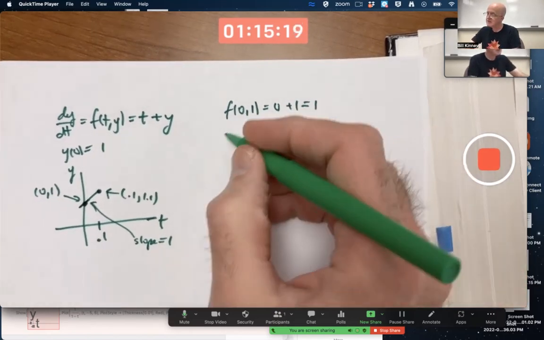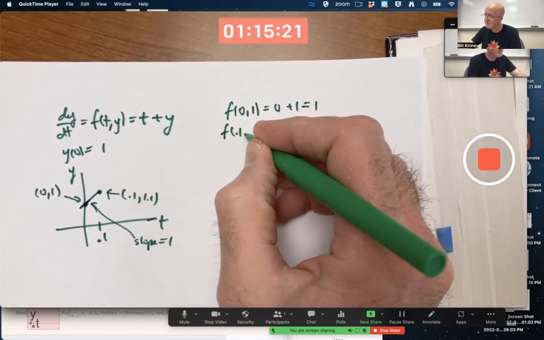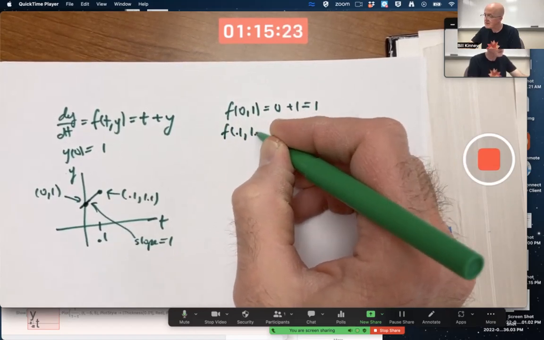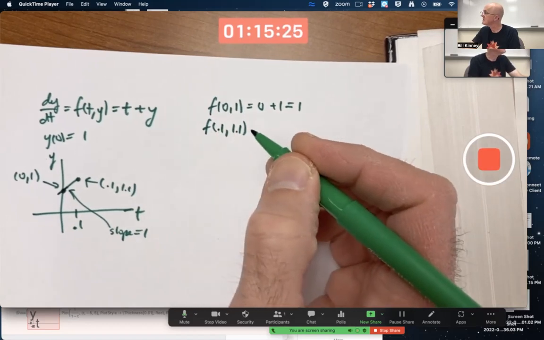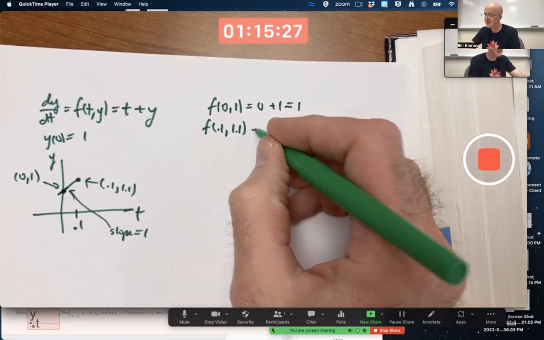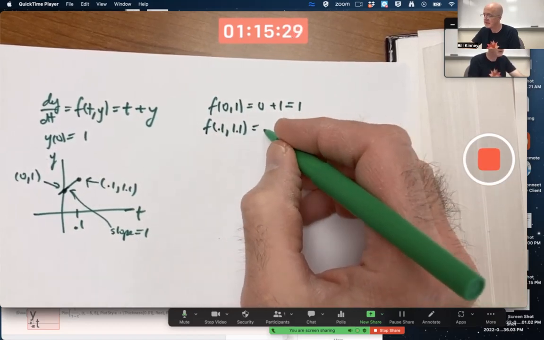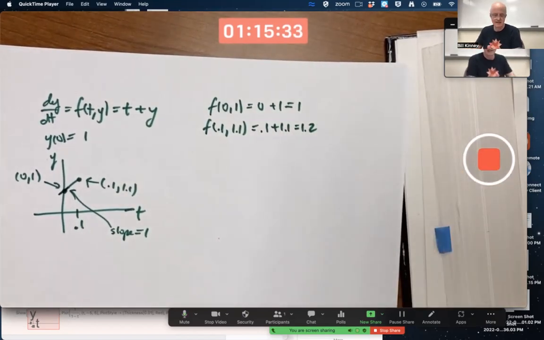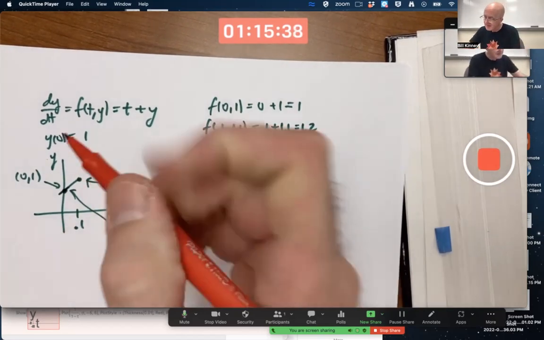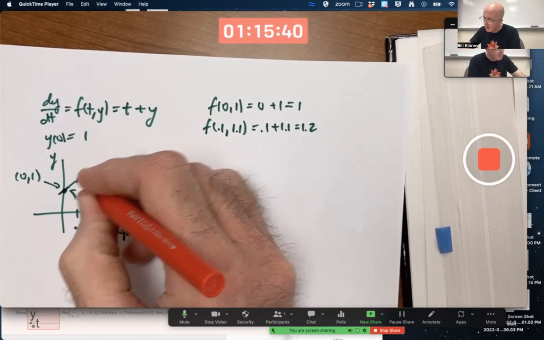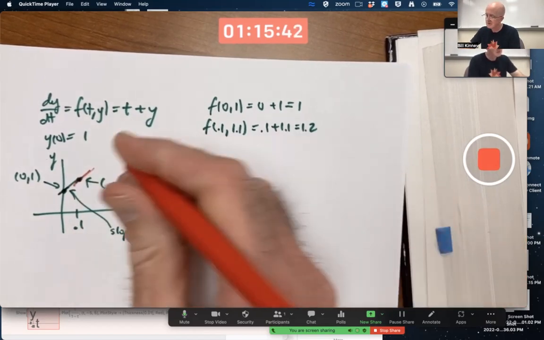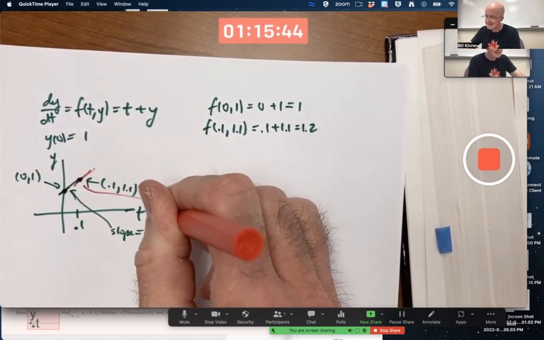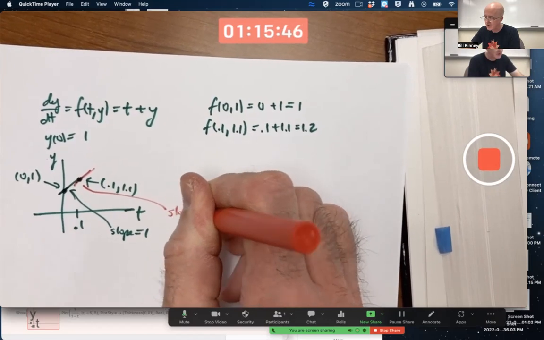Well, maybe I should use that point to put it into the slope field and find the next slope. What's f(0.1, 1.1)? It's 0.1 plus 1.1, which is 1.2. The solution curve that goes through that point has a slope of 1.2.